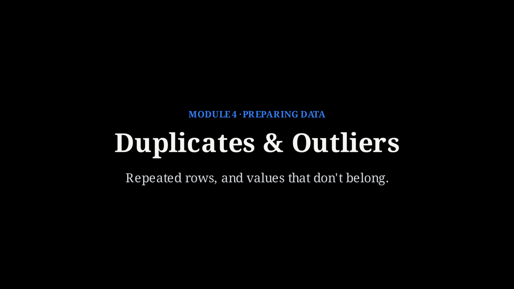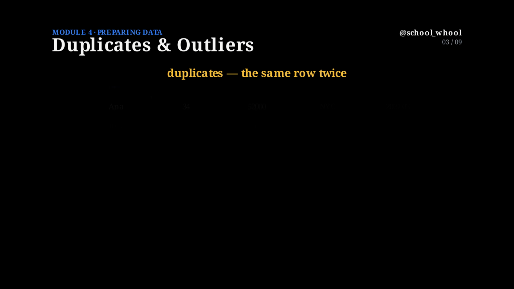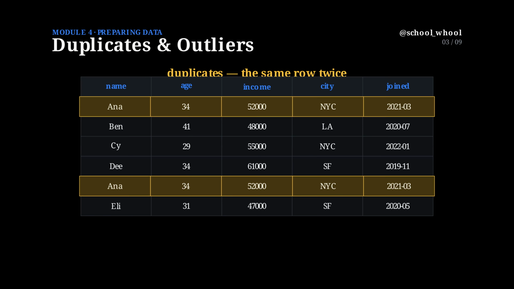Two more common messes to clean before modeling: rows that repeat, and values that don't belong. Duplicates and outliers. Look closely. Anna appears twice, the exact same row copied. Duplicates sneak in from merged files, double submissions, and buggy exports.